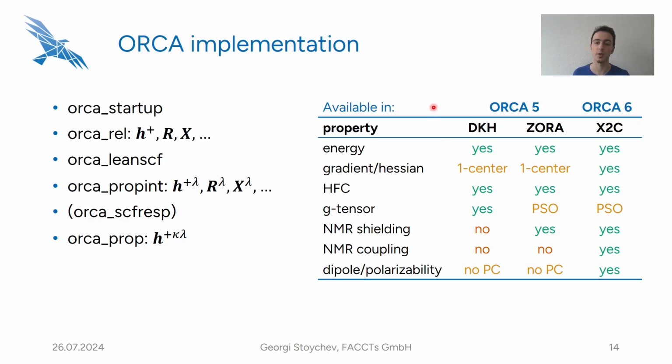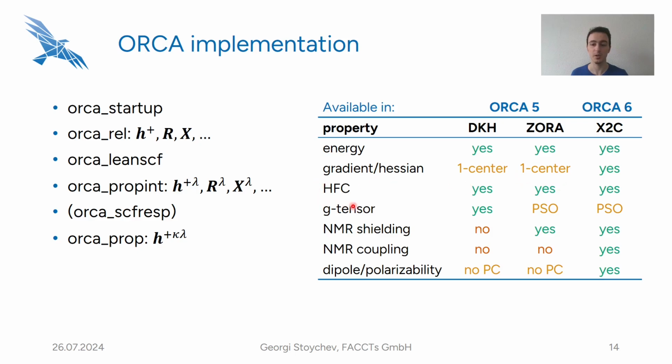Looking at the table in the right here, we can see what was available in ORCA 5. We only have the DKH and ZORA approaches. We could compute the energy, but for optimizations or frequencies where we need the gradient and Hessian, we didn't have picture change corrections, so we had to use the so-called one-center approximation, where we used the decoupling transformation on the isolated atoms.